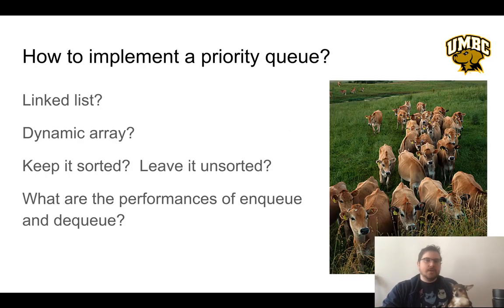It's cool. All right. How to implement a priority queue? Linked lists? Dynamic array? Those are usually our two choices. We keep it sorted. How much sorting do we do? Do we leave it unsorted? How do we do this? And then what are our performances, right?